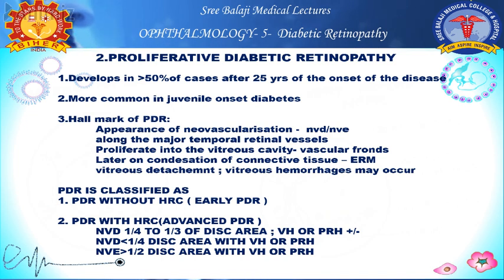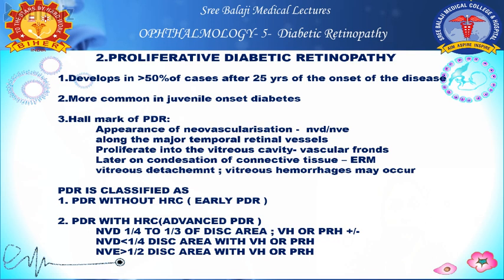So where do they appear? They appear along the major temporal retinal vessels. And these new vessels, they proliferate from the retina into the vitreous cavity and appear as vascular fronts. As days go by, later on, they condense and form connective tissue at the new vessels, causing epiretinal membrane. This further in turn causes vitreous detachment, and vitreous hemorrhage can occur if the blood vessels break.